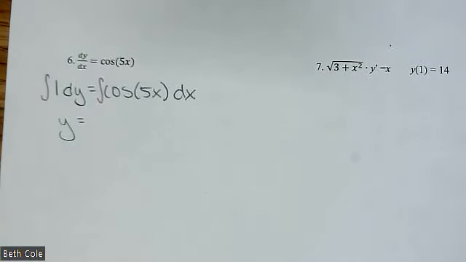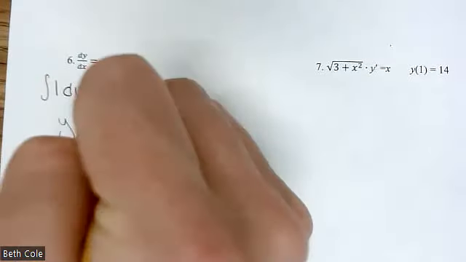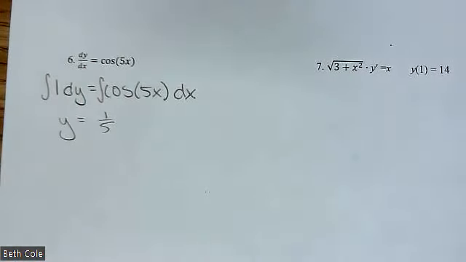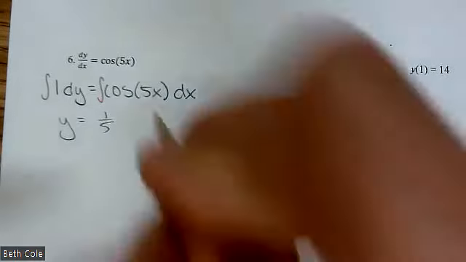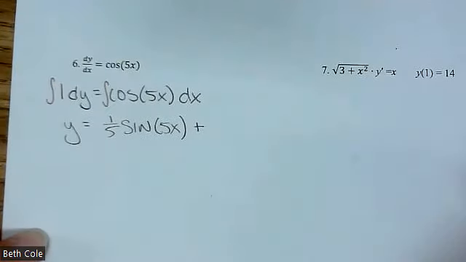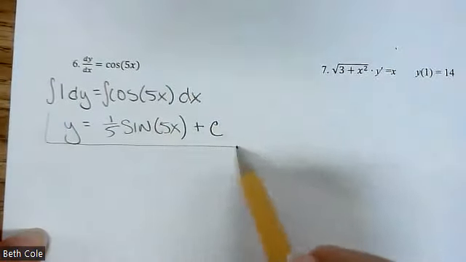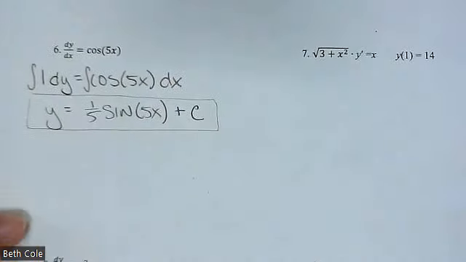This is technically also a u substitution, but this is a real basic one. What would you adjust for the 5? So just put a 1/5 out front, and then you don't have to do all that other work. It'll be 1/5 what? Sine 5x plus c. There was not an initial condition, so that's just your answer.